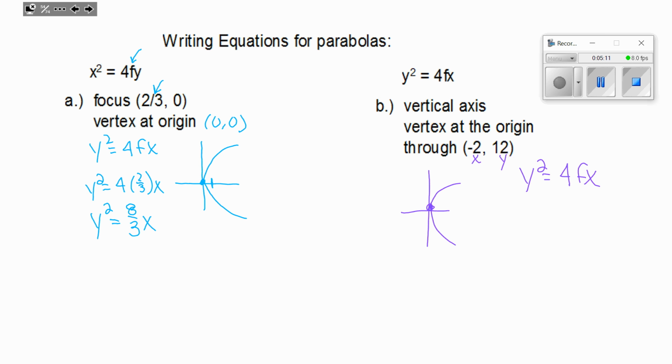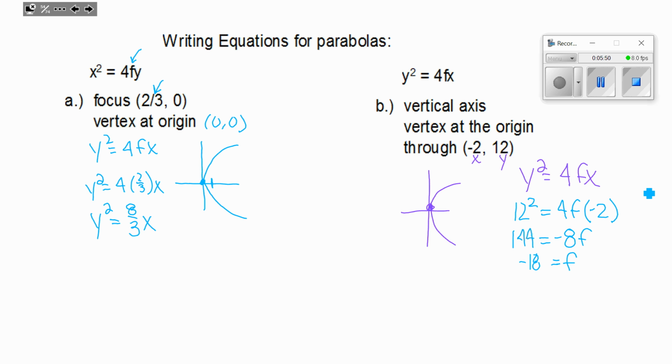Again, f is kind of related to a. So this is another way to solve for that a value like we were doing in Unit 3. So I have 12 squared equals 4f times negative 2. So I have 144 equals negative 8f. F looks like it is negative 70. Is that right? What's f? Negative 18. f is negative 18. I was one step ahead.